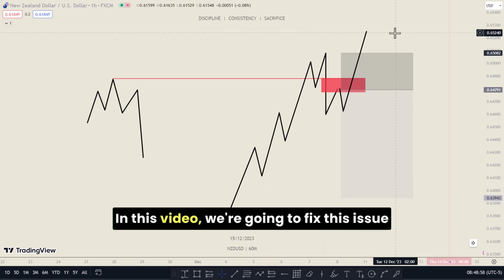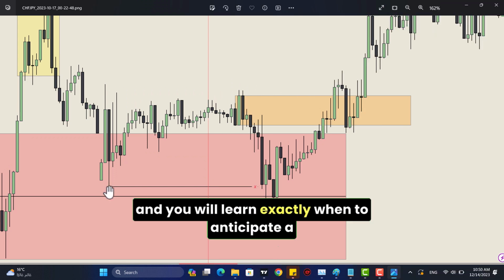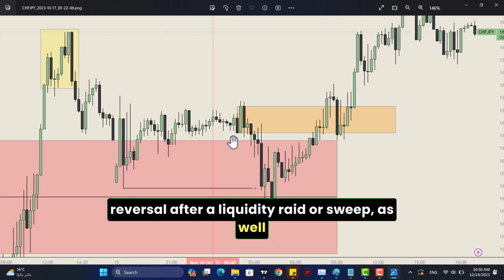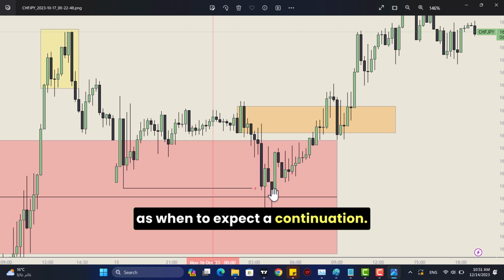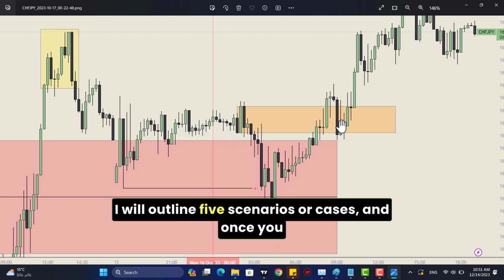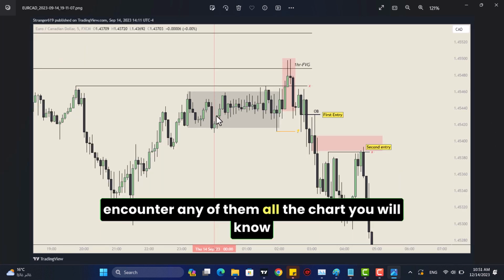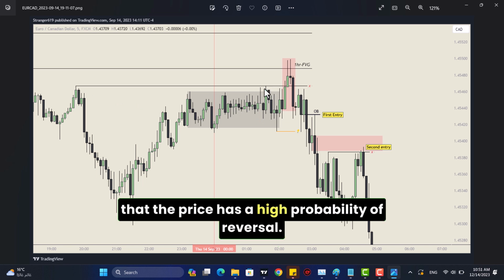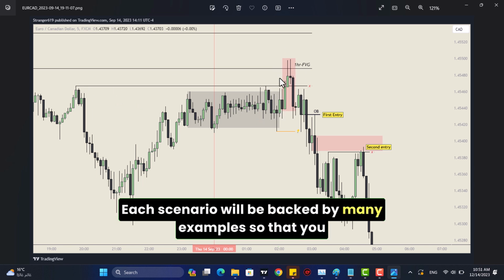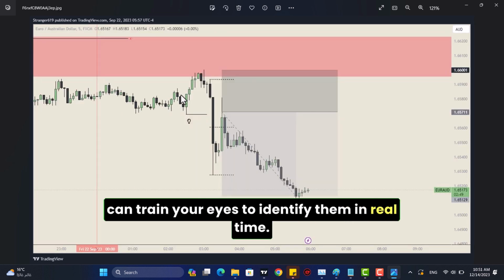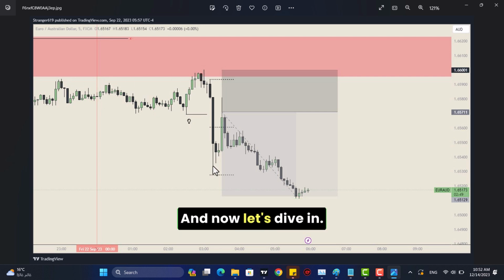In this video, we're going to fix this issue, and you will learn exactly when to anticipate a reversal after a liquidity raid or sweep, as well as when to expect a continuation. I will outline 5 scenarios or cases, and once you encounter any of them on the chart, you will know that the price has a high probability of reversal. Each scenario will be backed by many examples so that you can train your eyes to identify them in real time. And now, let's dive in.